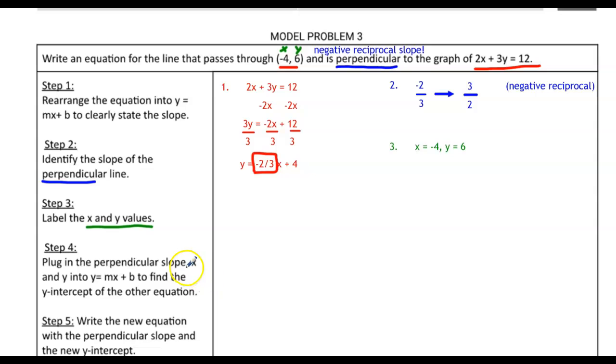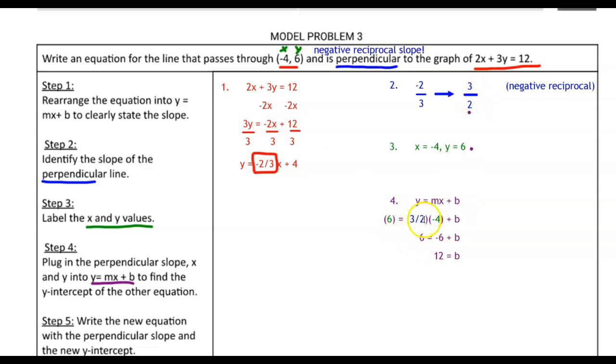Step 4 is to plug in the perpendicular slope, which we found here, and also substitute x and y, which we found here, into y equals mx plus b in order to find the y-intercept of the other equation. Keep in mind, we already have the slope of the other equation, but we don't have the y-intercept yet. Here are all my substitutions. Oh wait, my colors are wrong. Phew, that makes more sense.